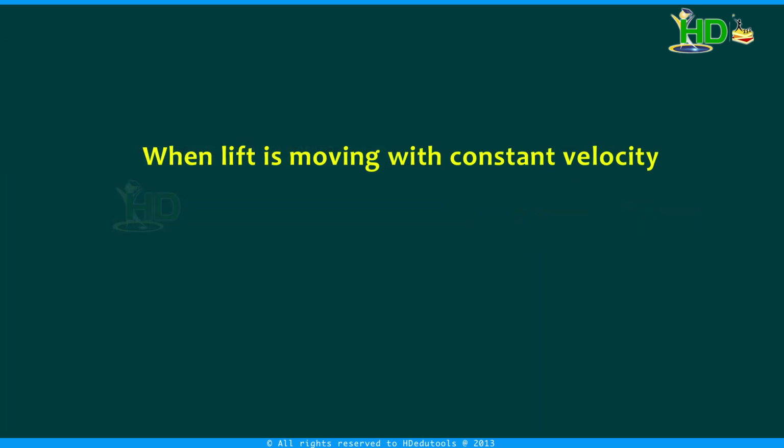When the lift is moving with constant velocity, what is the acceleration? Acceleration is 0. In that case, a equals 0, and the apparent weight W prime equals W.